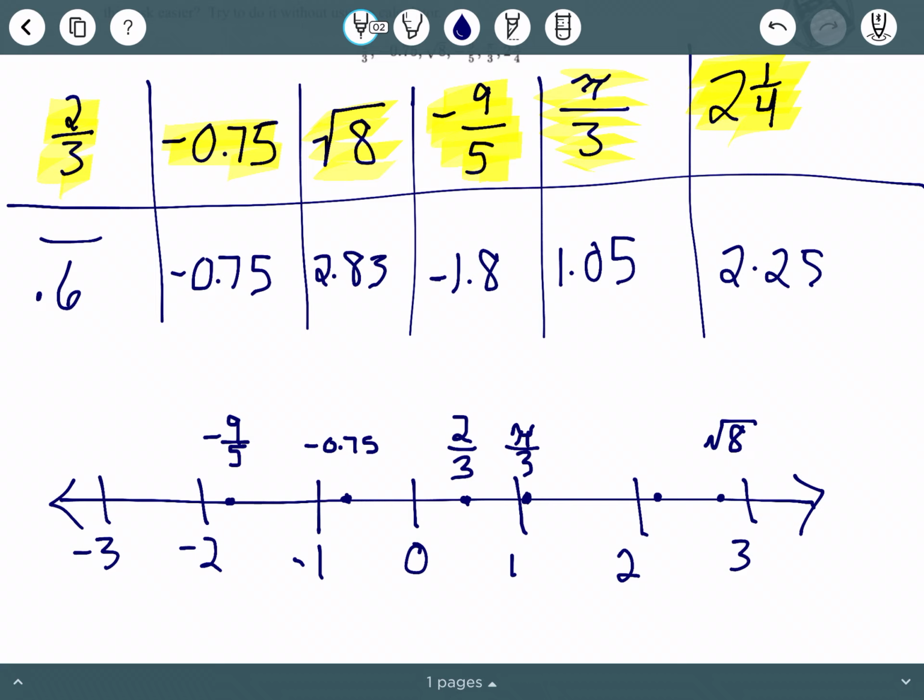And its original form was a mixed number, so that was 2 1/4. All right, and that is going to be all for problem 107.